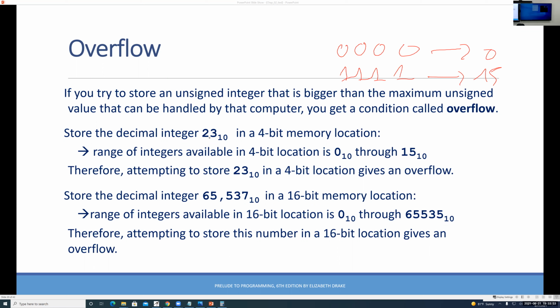That means you don't have enough bits to store it here. So in order to do that, you have to store it in 8-bit memory or more than that, right? If you have a 16-bit memory location, you have 2 raised to the power of 16, about 65,000 values. So if you want to store something greater than this, you also have overflow.